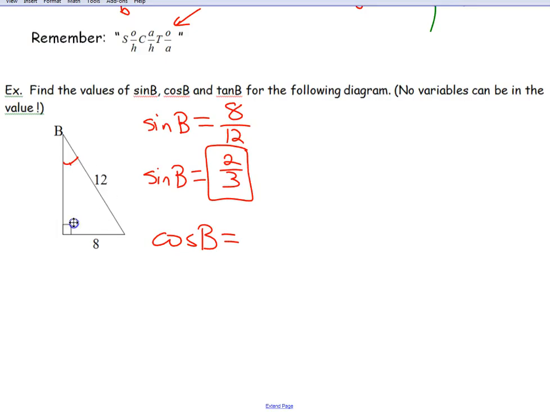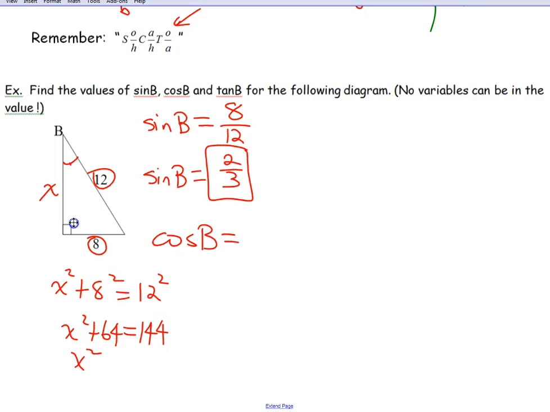Well, don't I have 2 sides out of the 3 sides in this right triangle? Couldn't I use the Pythagorean Theorem to find this missing side, call it x? Surely I could. Couldn't I say x squared plus 8 squared equals 12 squared? So that would be x squared plus 64 equals 144, so x squared equals 80. Square rooting both sides, x equals 4 root 5. So this missing length is 4 root 5.